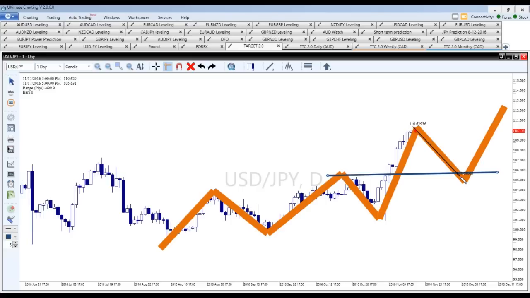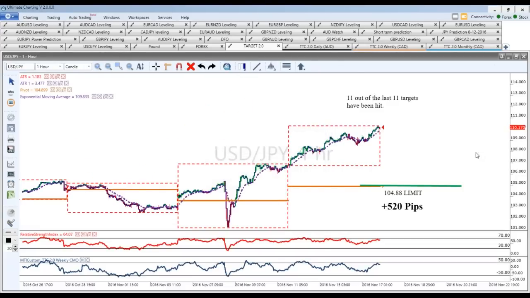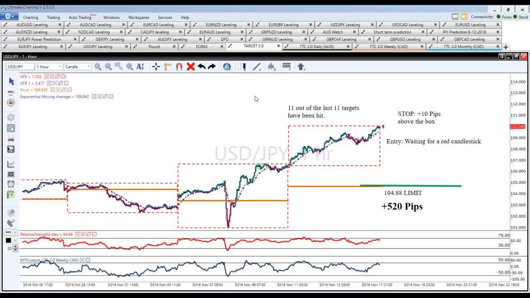Look, if you can technically analyze and read the market like I can, then sure, you don't need targets. But if you can't do what I just did, this is doing it for you. And this is winning 77% of the trades, averaging 1,700 pips a month. Entry here is real simple. Waiting for a red candlestick. I'm not saying jump in the market selling now. I'm just saying wait for the red candlestick, place your stop 10 pips above the box, and then go after 500 plus pips. Does this make sense?